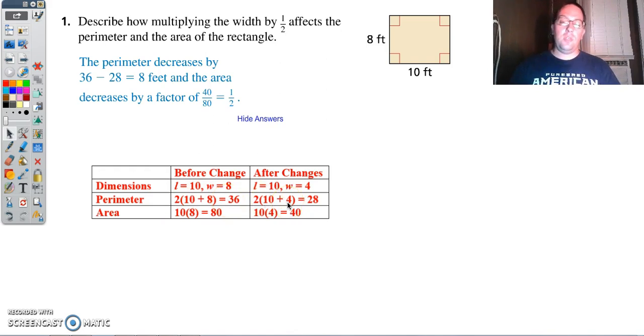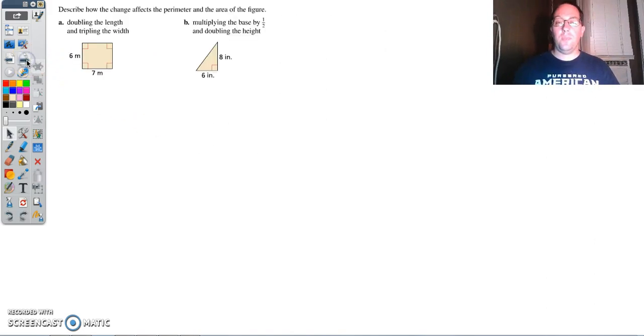10 plus 4 is 14, times 2 is 28 for the new perimeter. Area, 10 times 8 is 80, 10 times 4 is 40. So you see half the area, but not half the perimeter. Perimeter, you'd have to work it out. No shortcuts there. Okay, so what happens if we do stuff to both dimensions, both length and width, base and height?